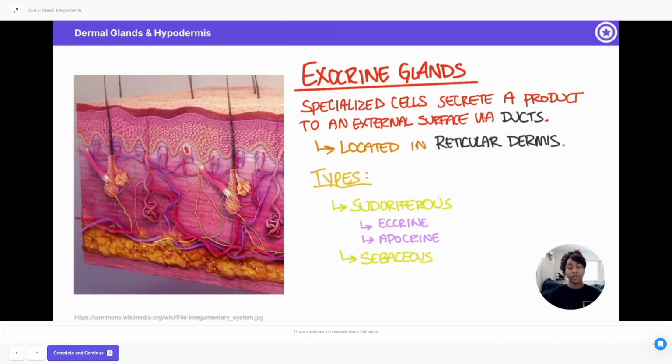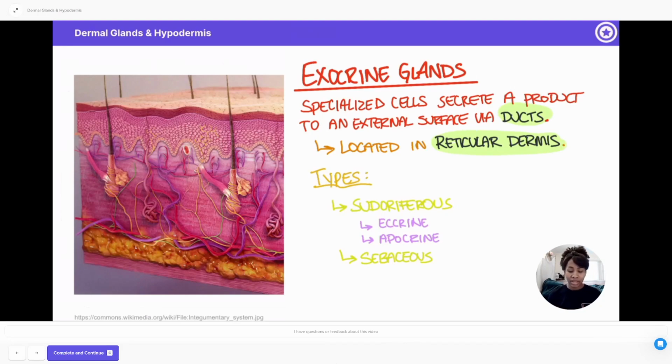Later on in this video, we'll also talk about more exocrine glands that are specific to the integumentary chapter, but they all have one thing in common: they utilize ducts to get their products to where they need to go. And these exocrine glands are located in the dermis, particularly within the reticular dermis, which is that lower level of the dermis that has most of that dense, irregular connective tissue that will hold those glands in place.